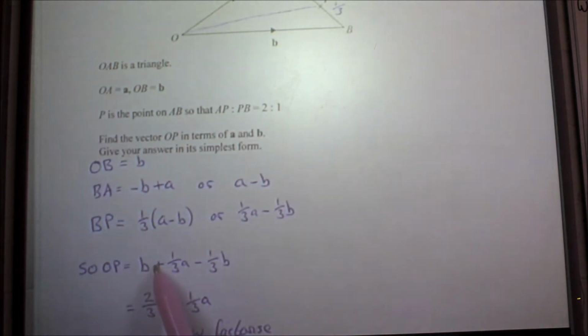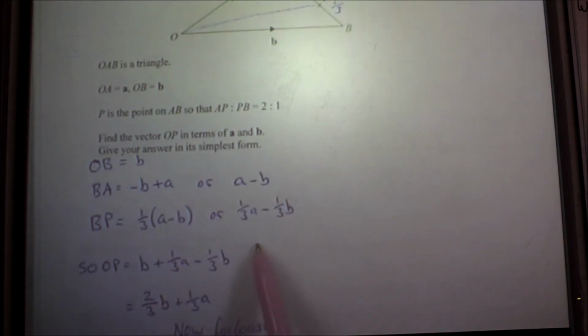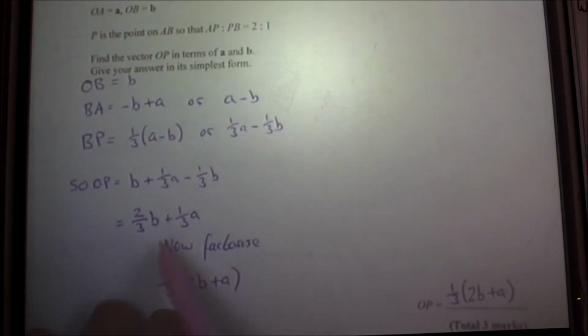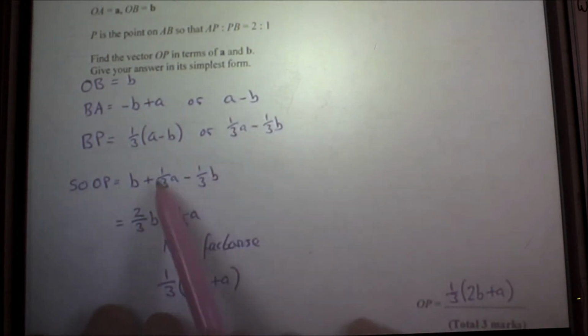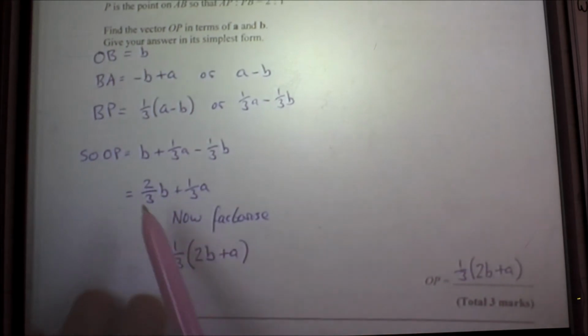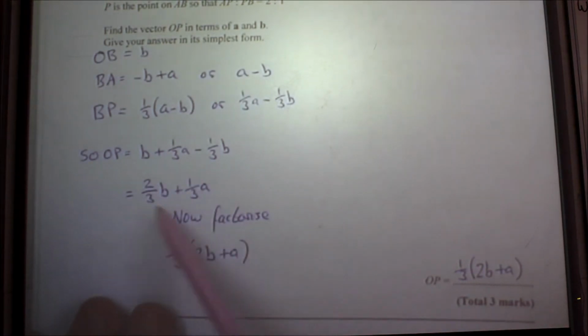So OP is B, because that's OB, add a third A, take a third B, and then we just put the algebra together. B take away a third B is 2/3 B, add a third A, factorise it. What goes into 2/3 and 1/3? Well, a third, so it's a third, 2B add A, and that is the answer in its simplest form. You get 2 marks if you gave the answer like that.